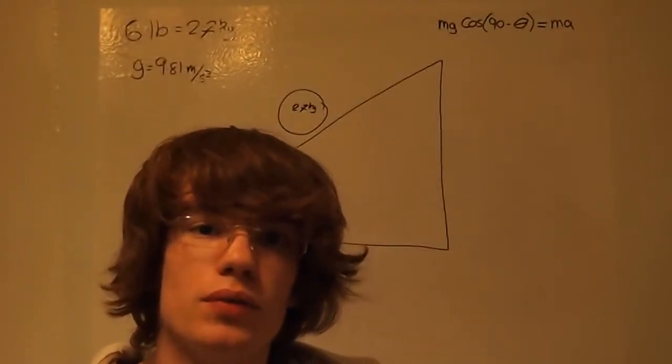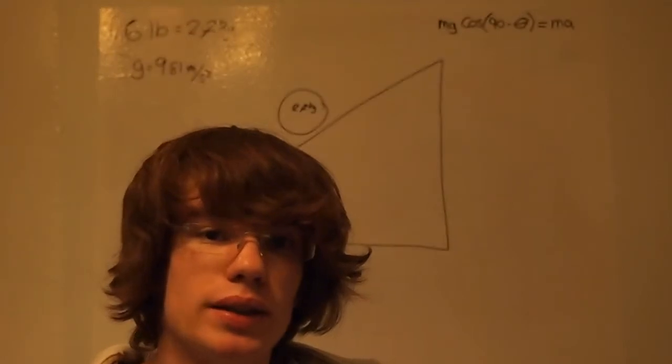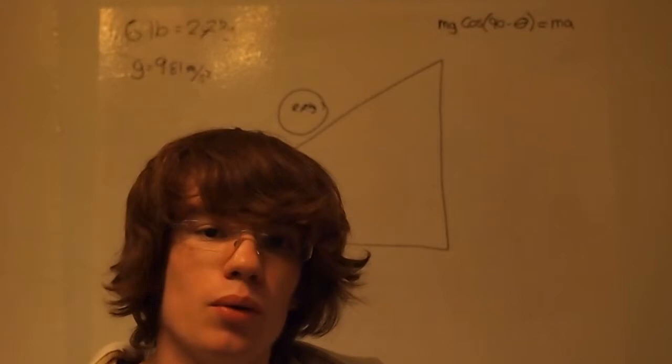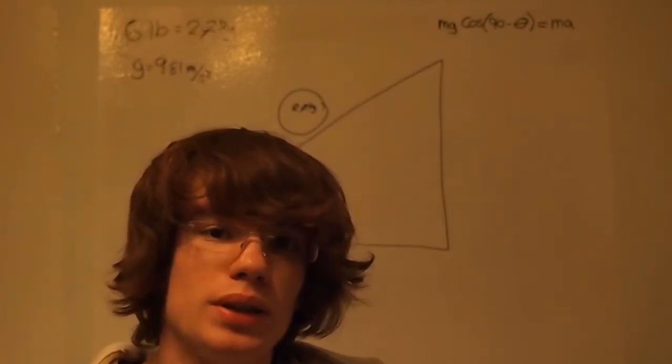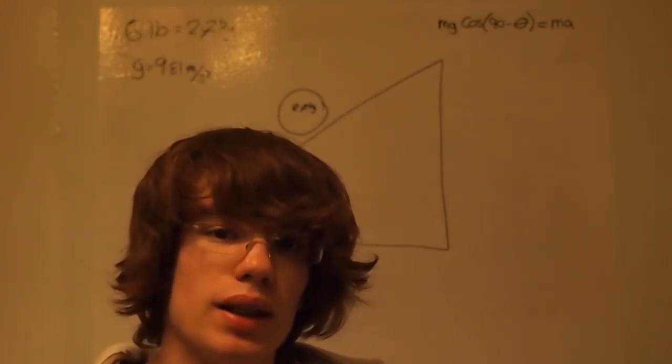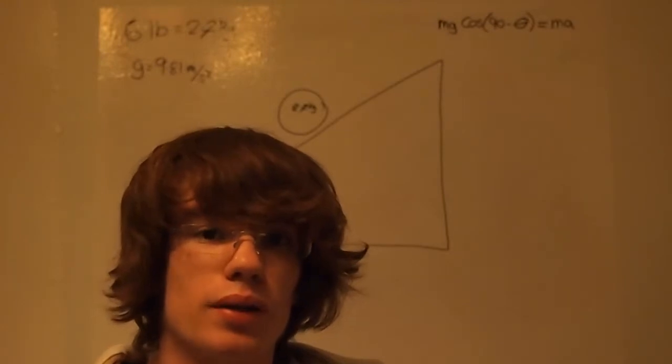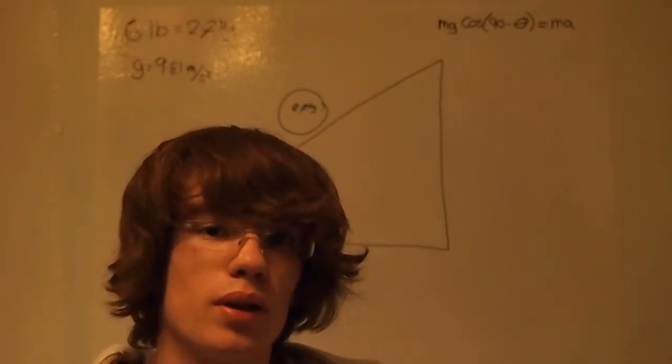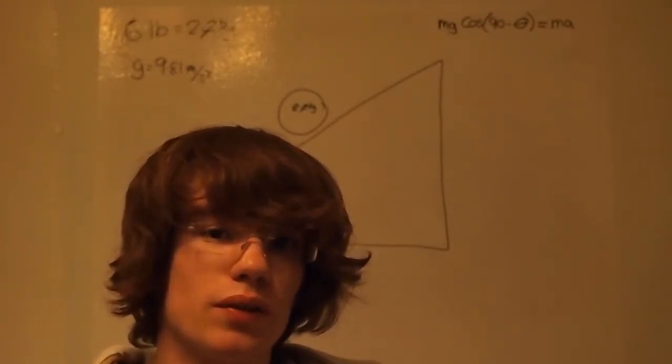Firstly, we need to convert some of the units into the SI units that we'd use to get an appropriate answer. So we have to take the bowling ball's mass, which is 6 pounds, and convert that into kilograms. Now there are 2.2 pounds in a kilogram, so the bowling ball has a mass of approximately 2.7 kilograms.